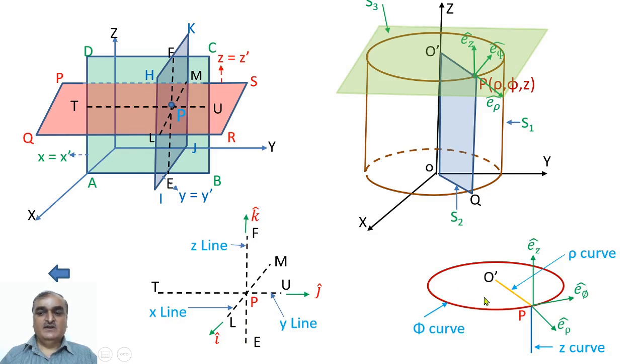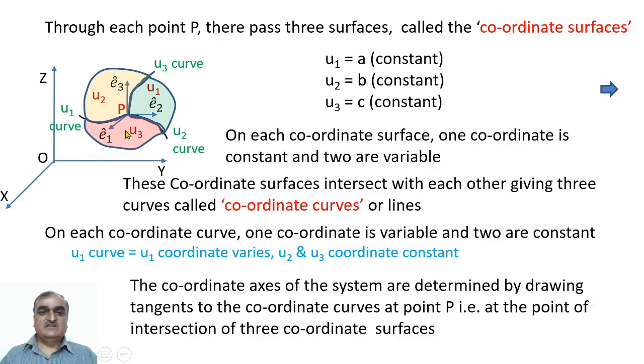In cylindrical coordinates, the tangent to OP gives E rho. The tangent to the phi curve at point P gives E phi, and the tangent to the z curve, this Ez cap, is the third axis. In this way, we have these three axes at a point P in the cylindrical coordinate system. In the same way, in general curvilinear coordinates, the tangent to the u1 curve gives the first axis, the tangent to the u2 curve gives the second axis, and the tangent to the third curve gives the third axis.